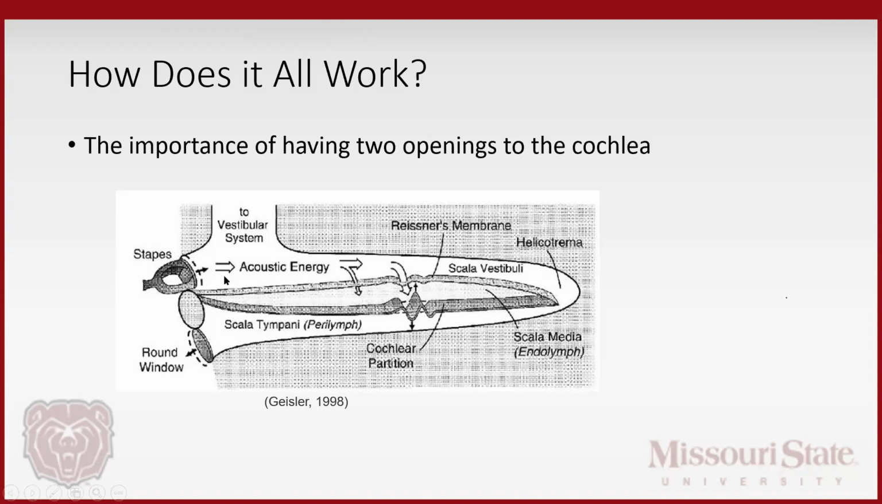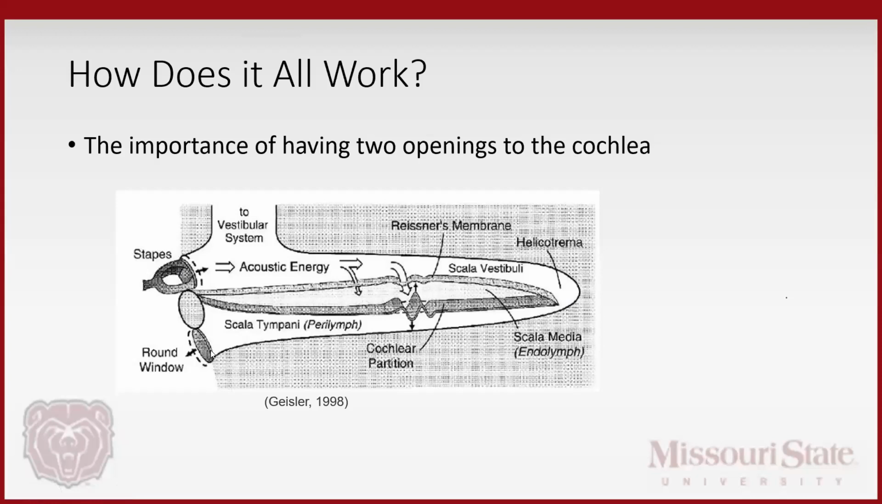As the pressure is pushing down, it needs to find a little bit of a pathway to get out. So that's where we have the round window with the round window membrane. When we push in on the oval window, that pressure is going to go through and push the fluid, and find a path to go out here.